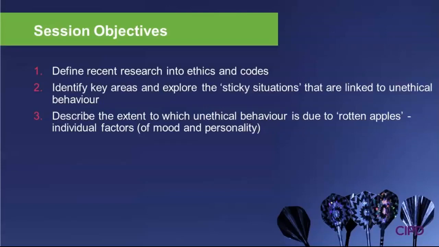Number two, broadly in terms of our middle section today out of the three, is about identifying key areas and exploring the sticky situations that are linked to unethical behaviour. And then finally, we'll look at describing the extent to which unethical behaviour is due to rotten apples. Put 2 and 3 together, and you'll hear more about our CIPD report there. The rotten apples might include individual factors such as mood and personality.